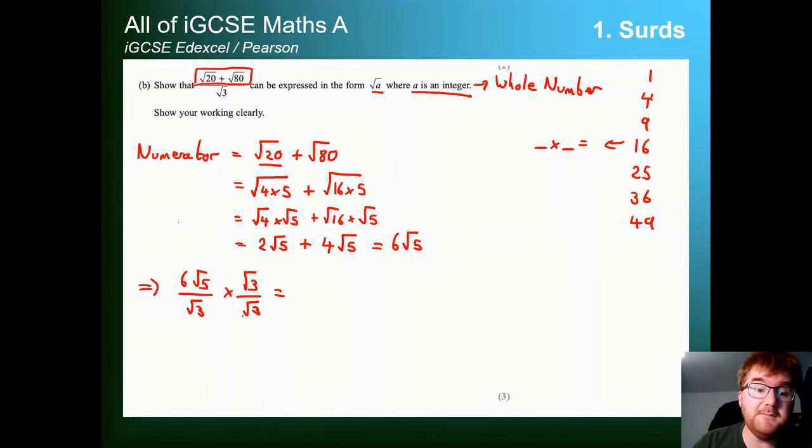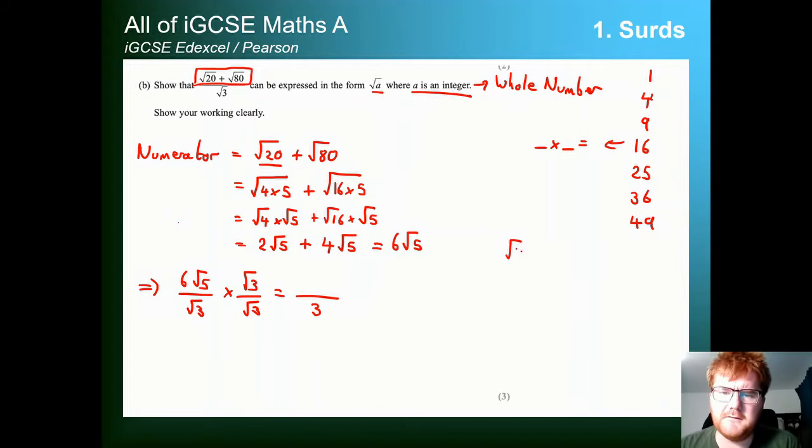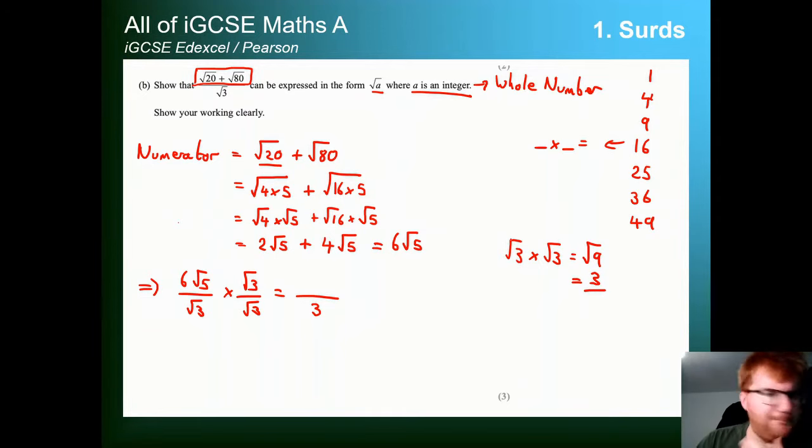So if we do the bottom here, root 3 times root 3, that's just going to be equal to 3. Okay, you can think of this, if you find that confusing, root 3 times root 3, that's equal to root 9, and root 9 is equal to 3. Again, you can do this in a couple of different ways. Here, again, we've actually just got 1 root 3. If you want to have the integer there to help you, 1 times 6 is 6. Root 5 times root 3 is equal to root 15. Okay, so we've not quite got to an integer yet, but we're certainly getting close.